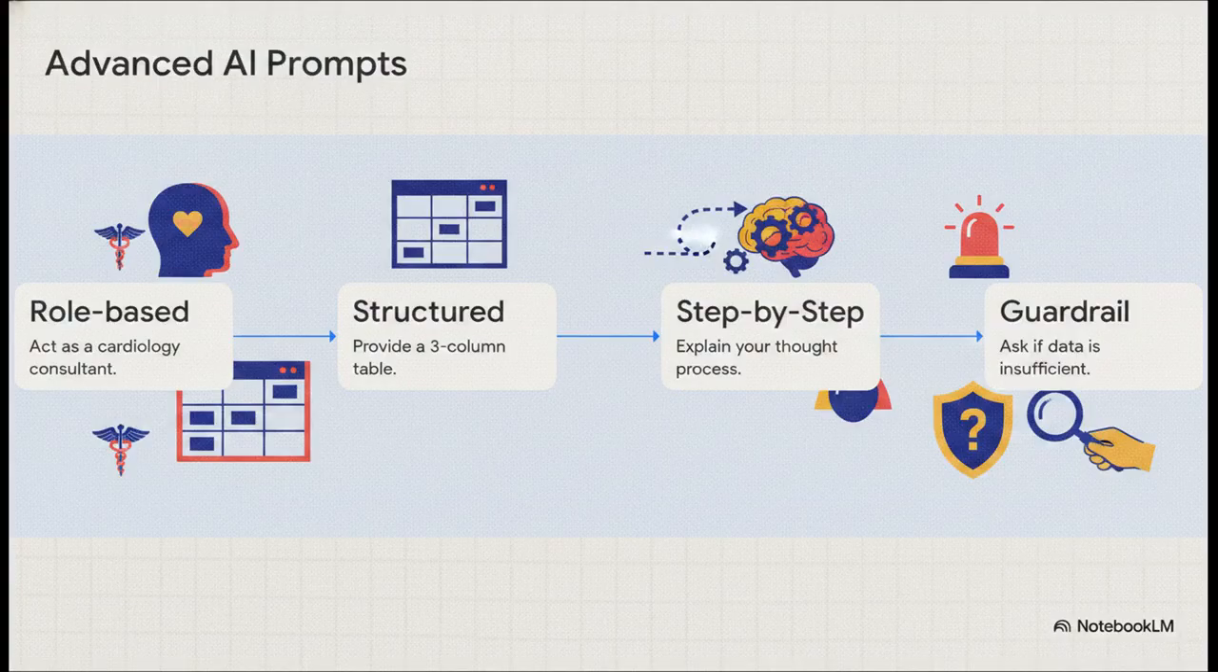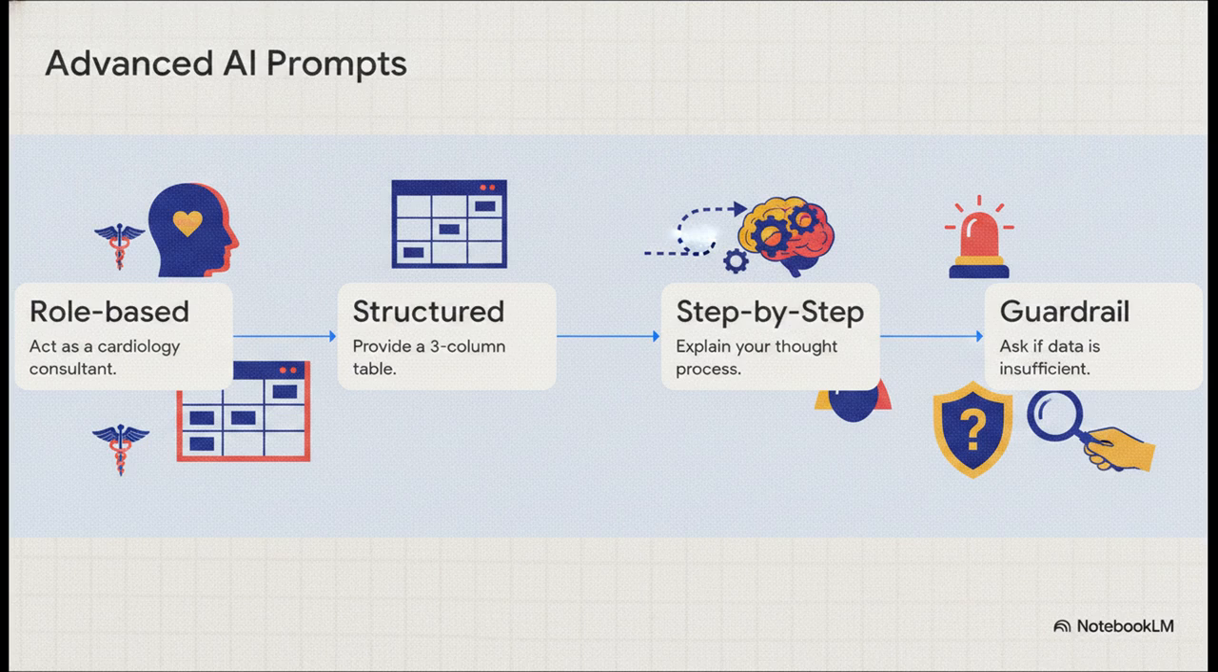Alongside temperature, there are 4 advanced techniques you can start using literally today to truly dial this in. First up, role-based prompting. Basically, give the AI a persona. Tell it to act as a senior cardiology consultant. It instantly narrows its whole reasoning style. Second, force a structured output. Tell it, provide a 3-column table of red flags.